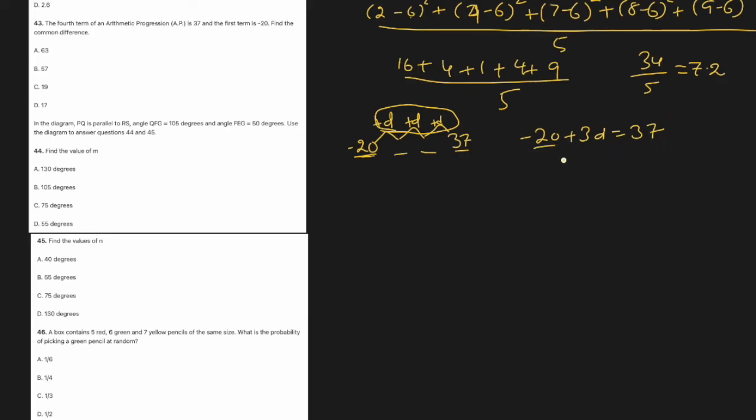Take this 20 to the other side. 3D is equal to 37 plus 20, which is 57. So D equals 19. So 19 is the answer.